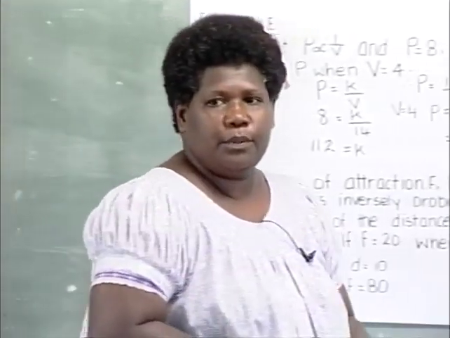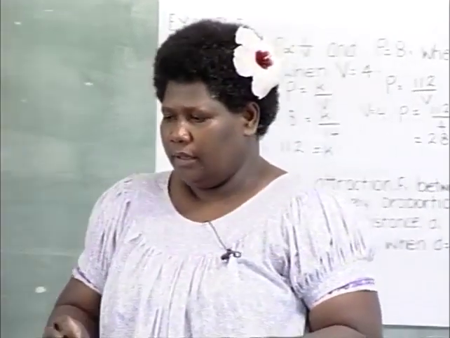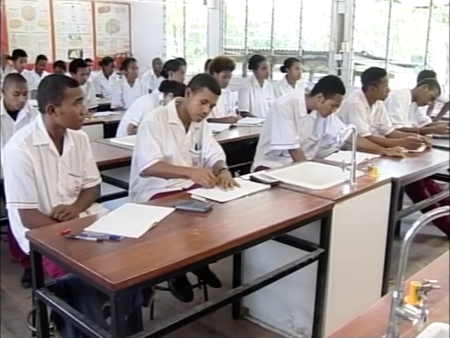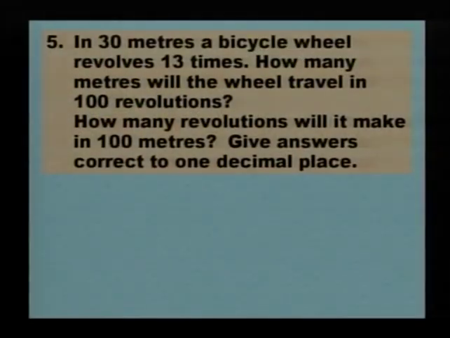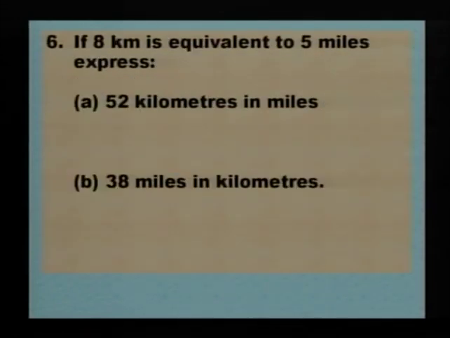That was supposed to be question 5. In 30 meters, a bicycle wheel revolves 13 times. How many meters will the wheel travel in 100 revolutions? Okay, we'll do this after we complete the homework. All right, we'll look at question 6.